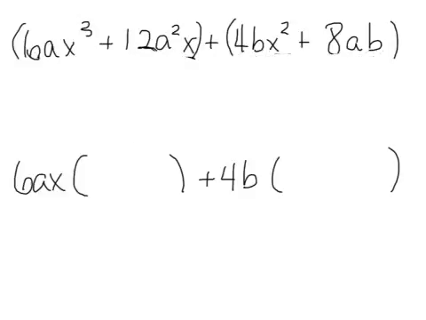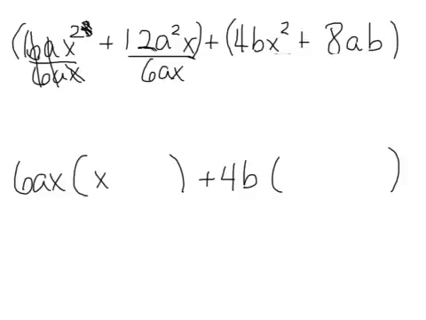Okay, now we've got to figure out what goes in these parentheses. Well, out of this one we're going to factor out a 6ax. What that means is that we're going to divide each term by 6ax. Okay, so here the 6's cancel out, the a's cancel out, and now we have x to the third on the top with x on the bottom. So that's the same thing as this x canceling with one of these x's and leaving us with just x squared. So we have x squared as our first term.